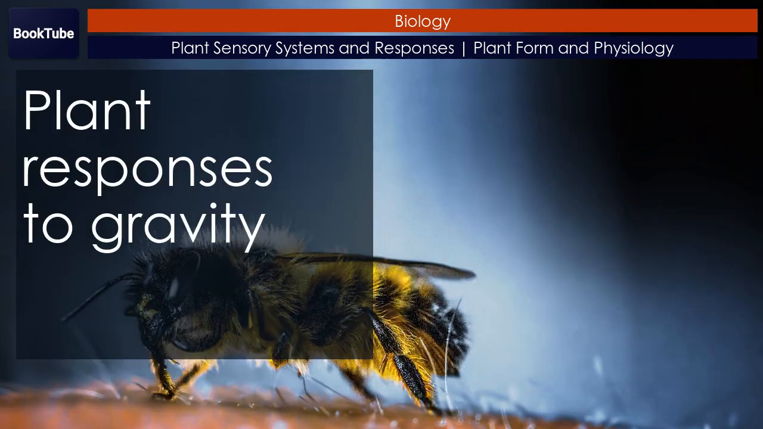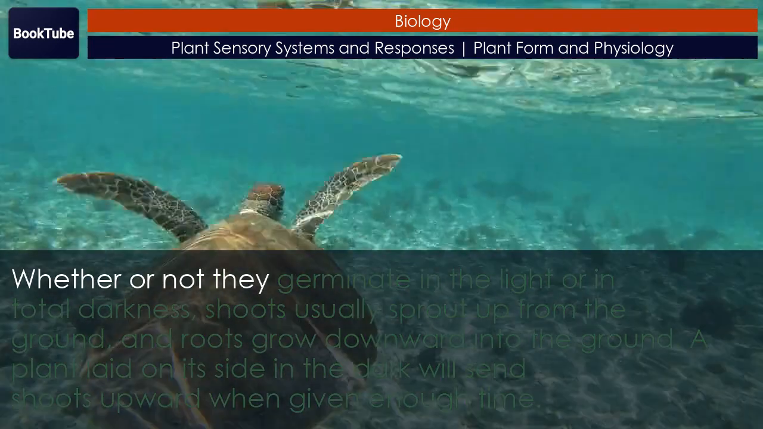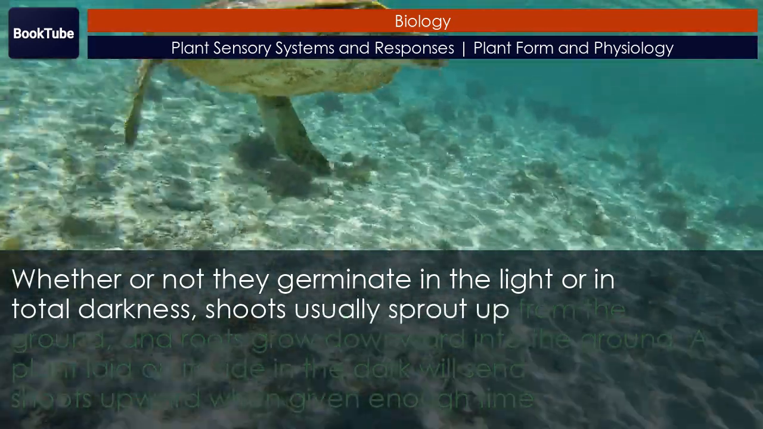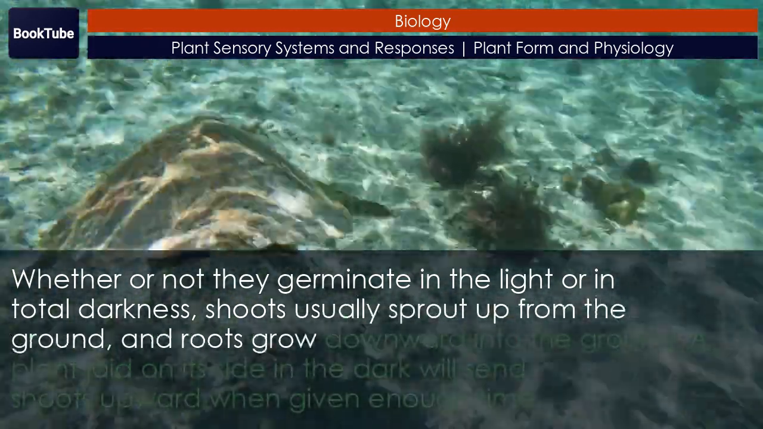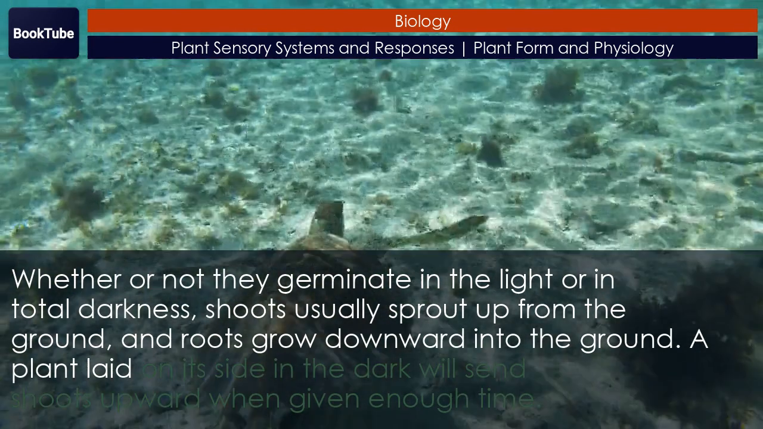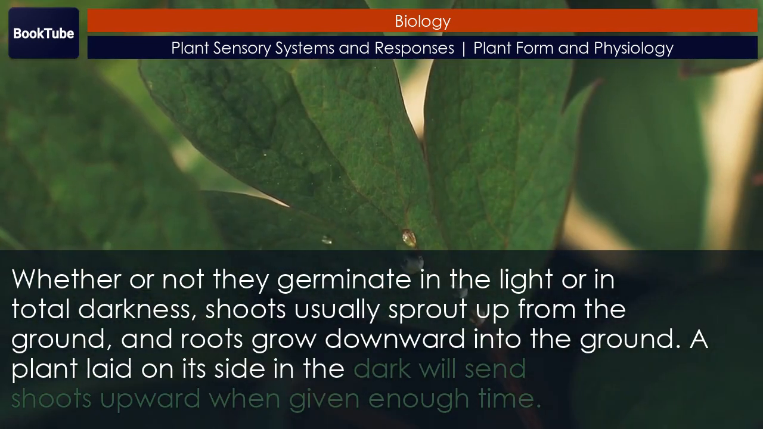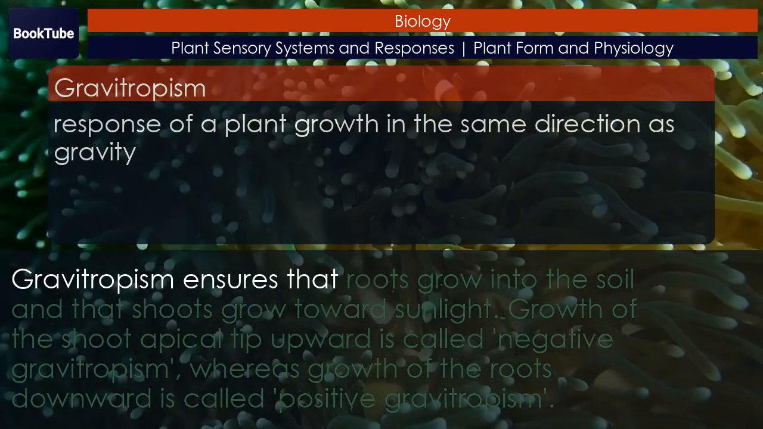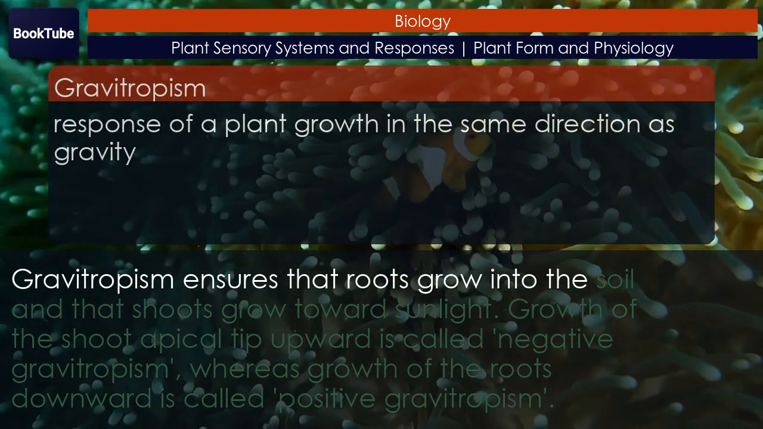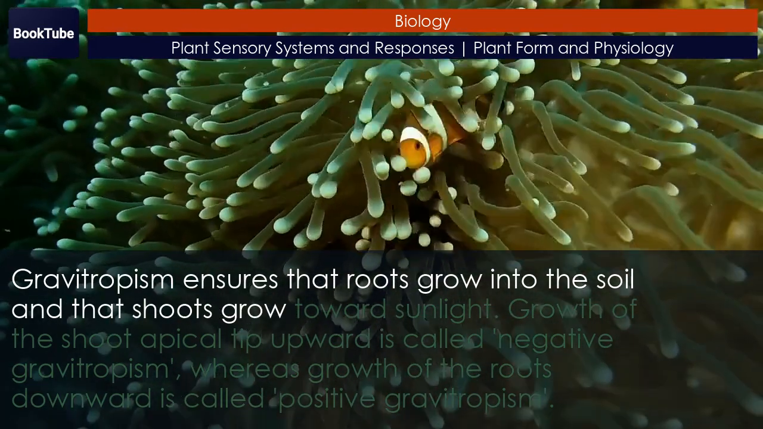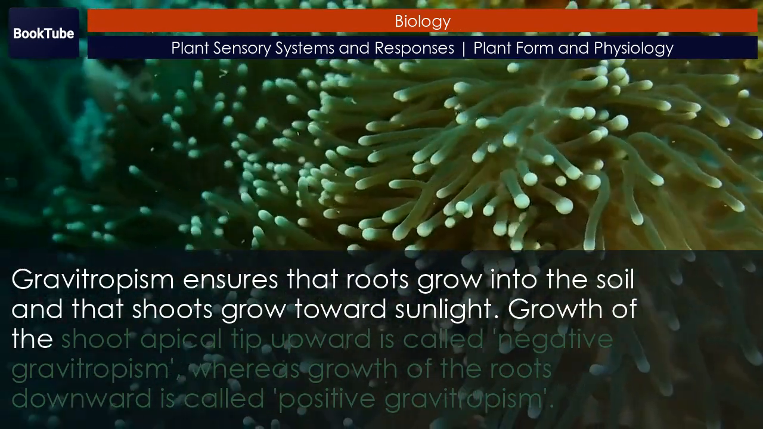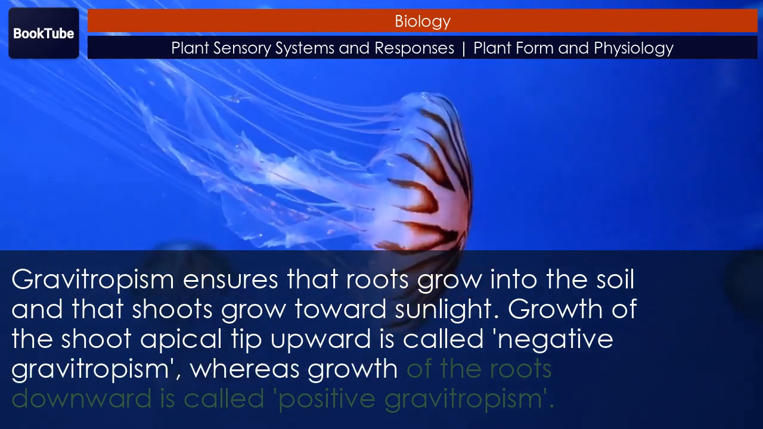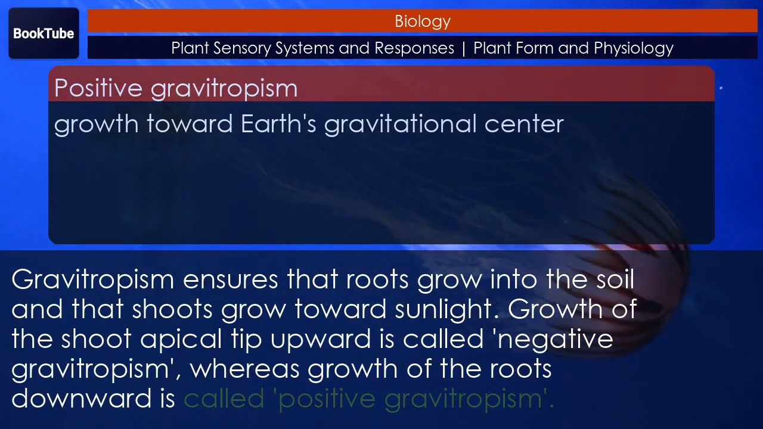Plant responses to gravity occur whether or not they germinate in the light or in total darkness. Shoots usually sprout up from the ground, and roots grow downward into the ground. A plant laid on its side in the dark will send shoots upward when given enough time. Gravitropism ensures that roots grow into the soil and that shoots grow toward sunlight. Growth of the shoot apical tip upward is called negative gravitropism, whereas growth of the roots downward is called positive gravitropism.